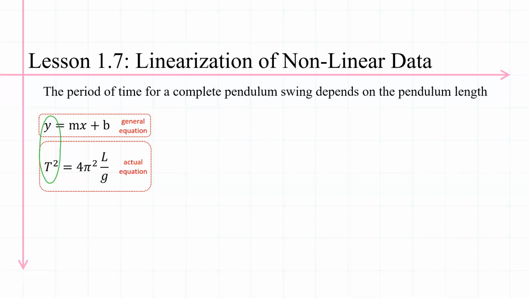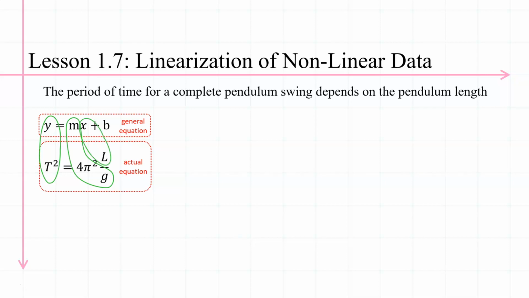What is our slope going to be? What are the values that are constant here? Well, 4 is a constant, pi squared is a constant, and then g is just 9.8 meters per second squared, acceleration due to gravity. So these are going to be my constant values in this equation. My independent variable x is going to be the length of the pendulum.